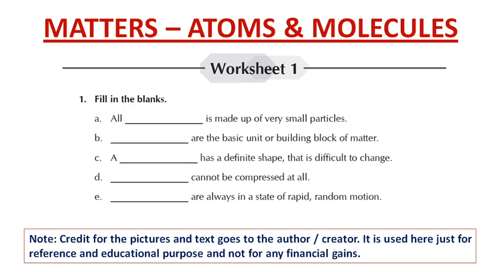Fifth one: dash are always in a state of rapid, random motion. What? Molecules. Molecules are always in a state of rapid, random motion, especially in liquids and gases. Molecules.